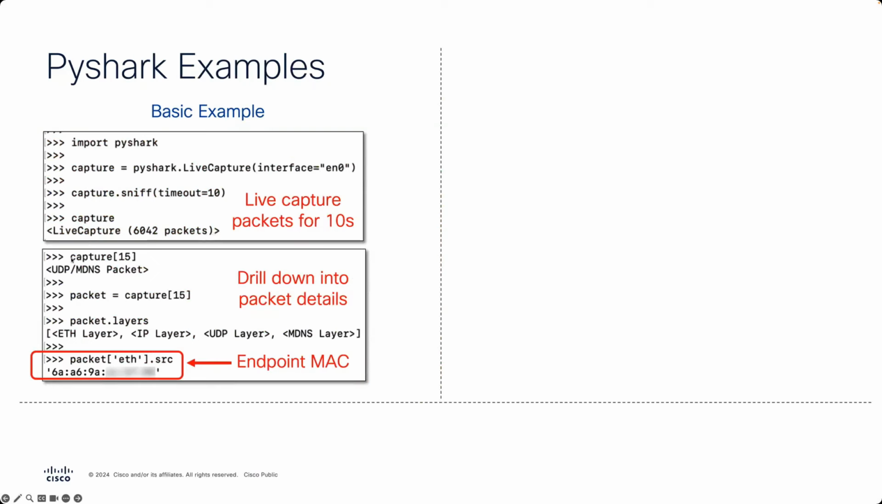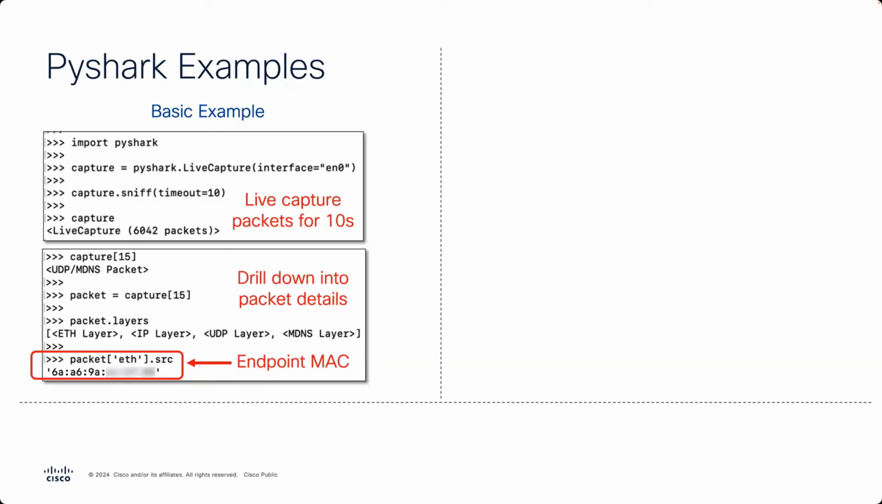That's cool. Maybe I want to see what's in the 15th packet of this capture. What kind of packet is that? Oh, it happens to be an MDNS advertisement. Okay, that's cool. I'll take that captured packet and assign it to a variable called packet. What's in that packet? In this case, I want to see what layers of the OSI model are in that packet. In this case, it has an Ethernet layer, an IP layer, a UDP layer, and an MDNS layer.